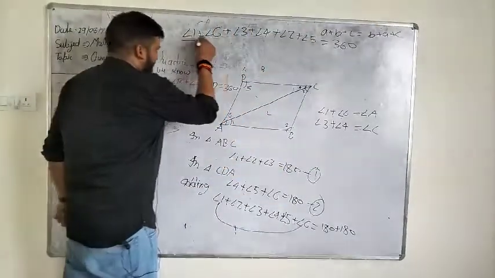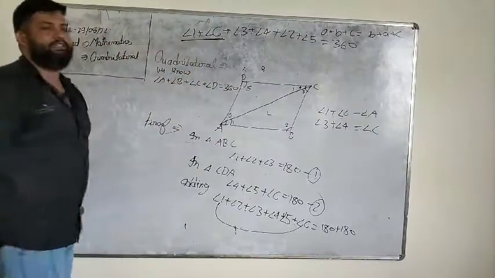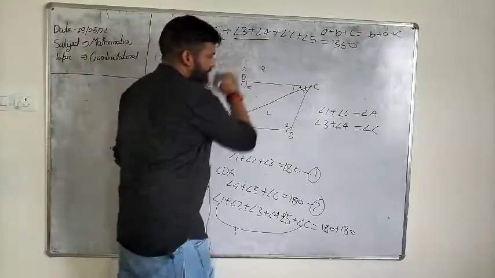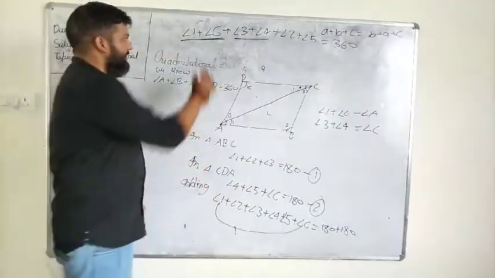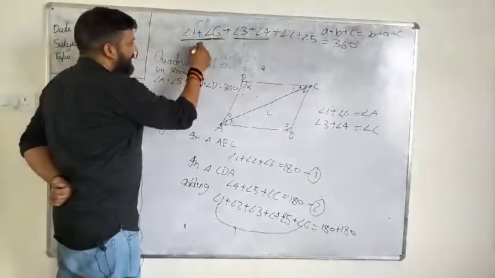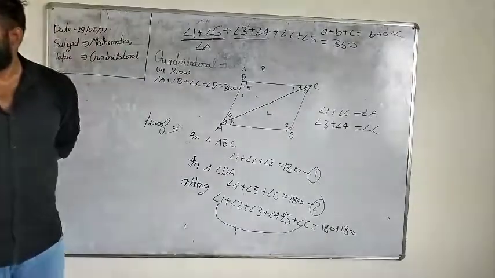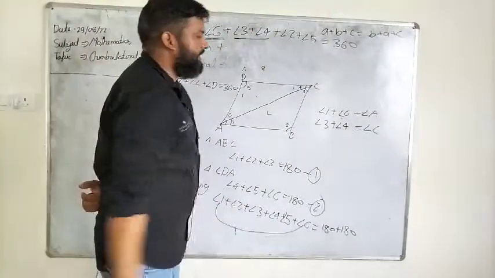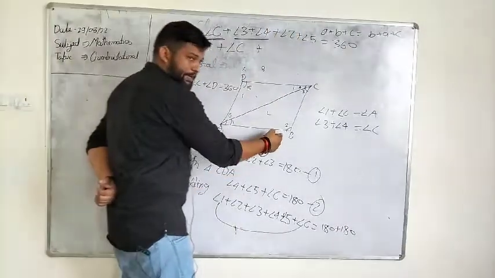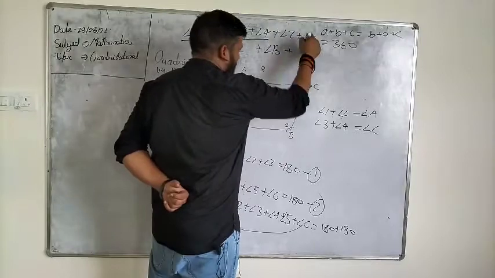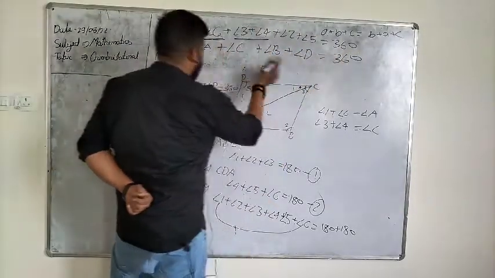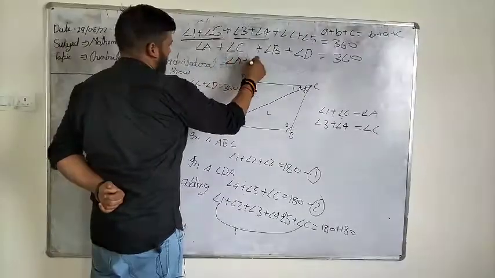Why? Because we know that angle 1 plus angle 6 is equal to what? Angle A. And after that, angle 3 plus angle 4 is equal to what? Angle C. So at the place of angle 1 plus angle 6, can we write angle A? Yes. And at the place of angle 3 plus angle 4, can we write angle C? And what is angle 2? That is angle B. And what is angle 5? That is angle D.